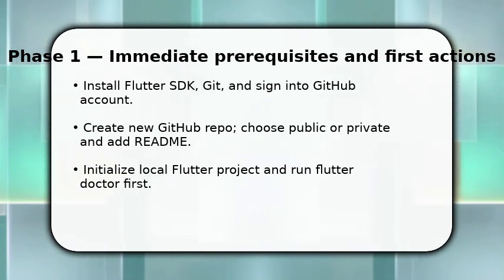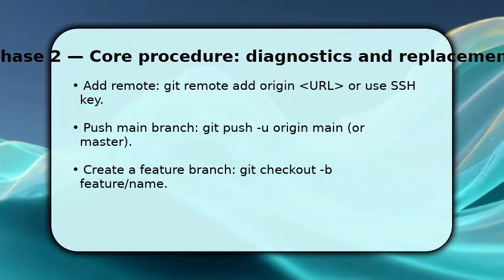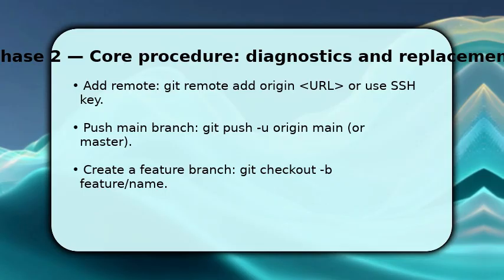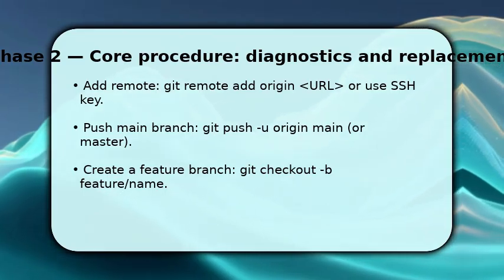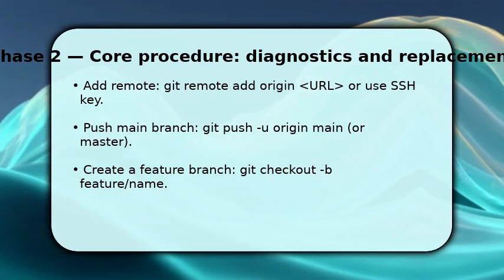Now you push changes and establish your workflow. If you used HTTPS, authenticate when prompted. If SSH, ensure your key is added to GitHub, otherwise the push will fail. Run git push -u origin main to publish the main branch and confirm on GitHub that commits appear.